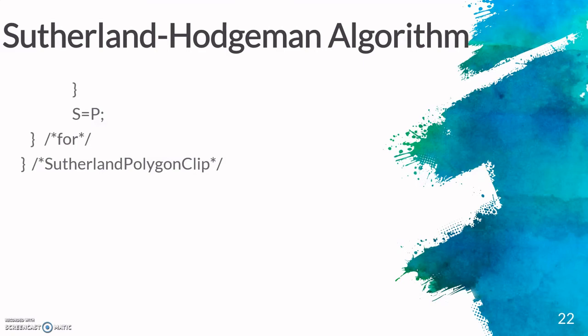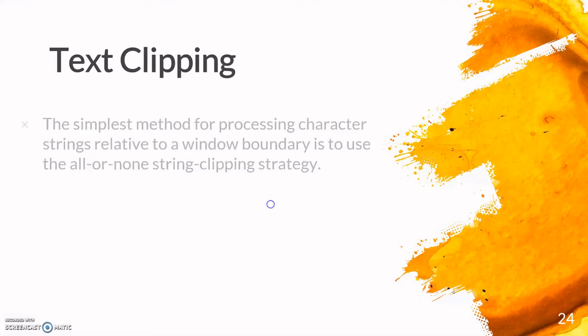Polygon clipping. Our next topic is, so far we have seen line clipping, point clipping, now polygon clipping. The last one is text clipping. Let's see what text clipping is. The simplest method for processing character strings relative to a window boundary is to use the all or none string clipping strategy. Here we have several techniques that can be used to provide text clipping in a graphics package. The clipping technique used will depend on the methods used to generate characters and the requirements of a particular application.